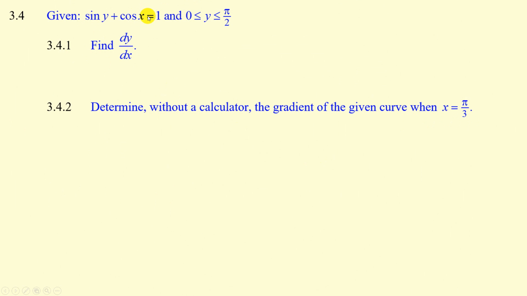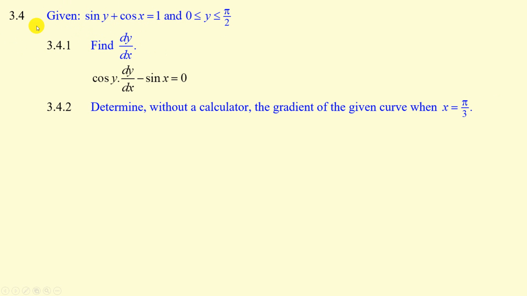Given sine of y plus cos of x equals minus 1, and that is the case between 0 and pi by 2, just to remove technicalities. Now, dy by dx. This here is implicit differentiation. Have a look at it. We have a y and an x together. Sine of y is a composite function. The outside function is sine, the inside function is y. So when we deal with the derivative of the inside, we have to write dy by dx or y prime.